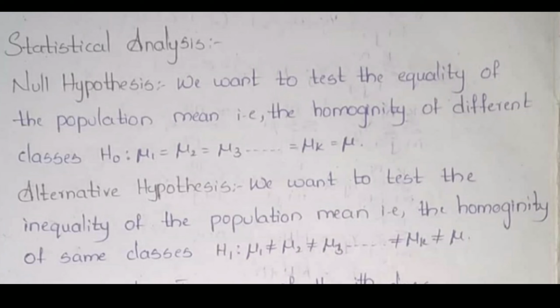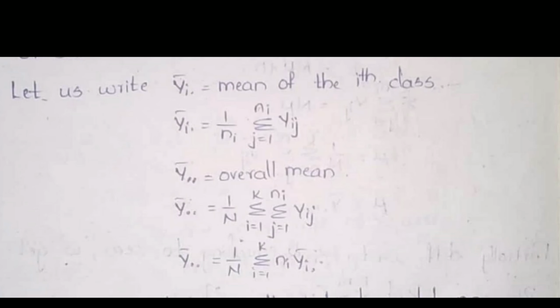Now we want to check the test of equality of population means, that is, homogeneity of different classes. H0: mu1 equals mu2 equals up to mu k. That means the population means are equal. The statistical analysis of one-way classification.